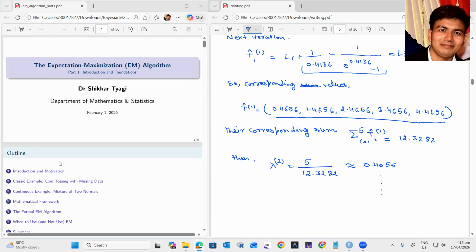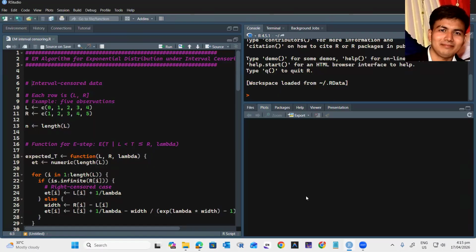Now we will discuss the R code for interval censoring. All right, so we have this code. In this code, we first define the values of L and the values of R and their corresponding length.